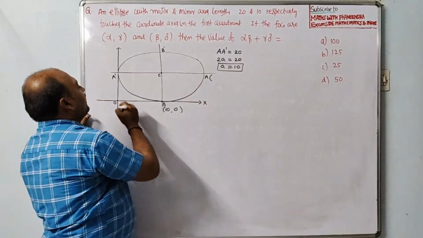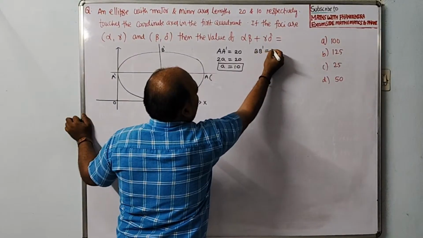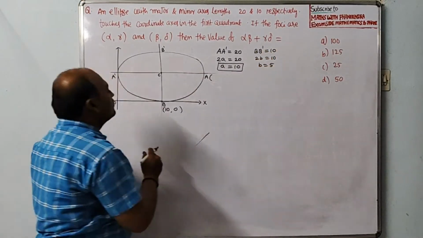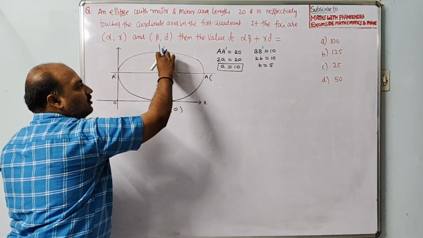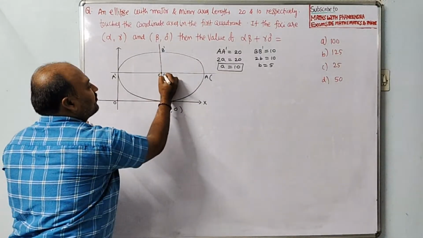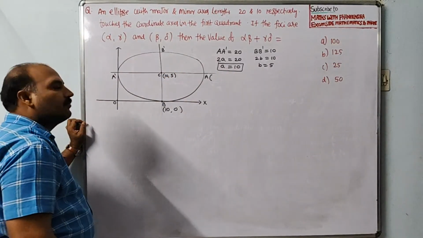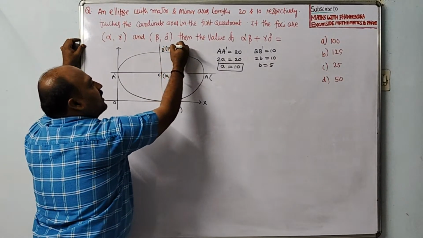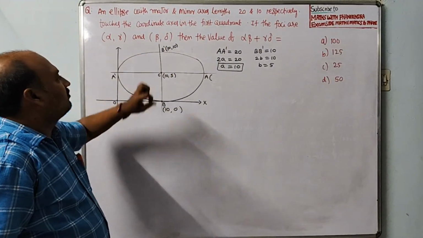Okay, got clarity. Next, B dash is given how much? 10. So 2b is equal to 10, b is equal to 5, dear students. So this is the b value, this is also b value. So from here to here is 5, from here to here it is 10. So this is (10, 5). Next, this is (10, 10). Why? Because 5 plus 5 is 10.